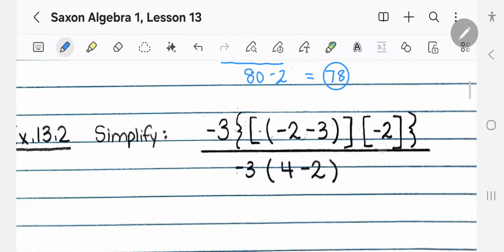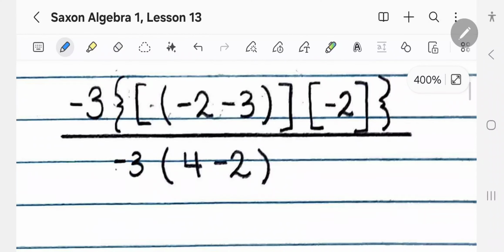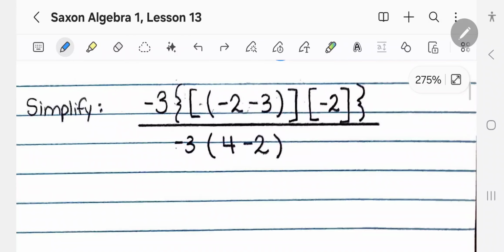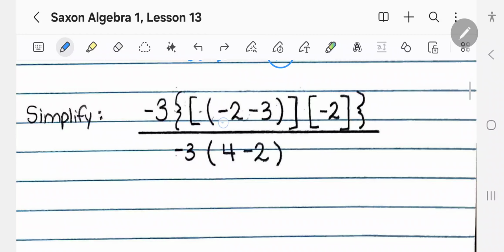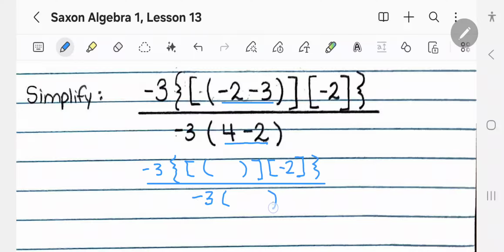Example 2. We have a fraction. This is one giant symbol of inclusion here because we have to deal with the numerator and the denominator before we can deal with that division. So in the numerator, I'm going to start in here and do this, and we'll just copy everything else down. And in the denominator, I would go ahead and do this. I'm kind of treating it like two separate problems. There's an expression in the numerator, an expression in the denominator.